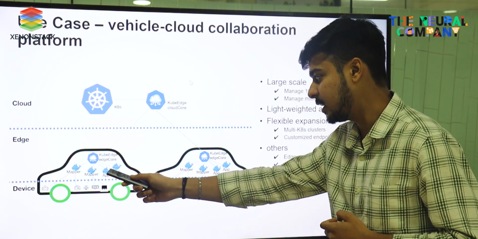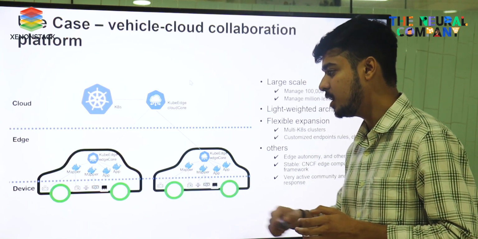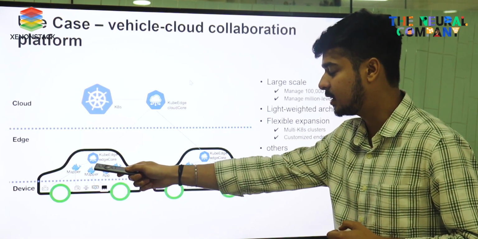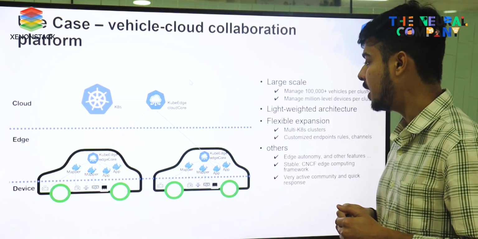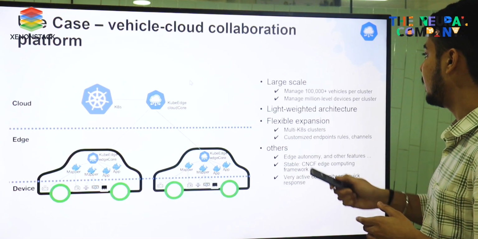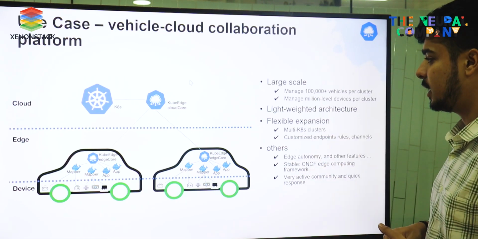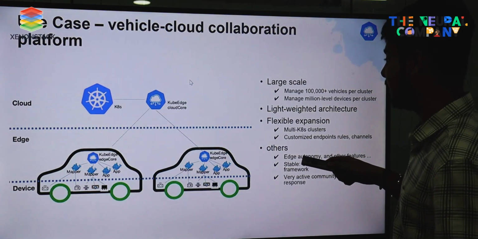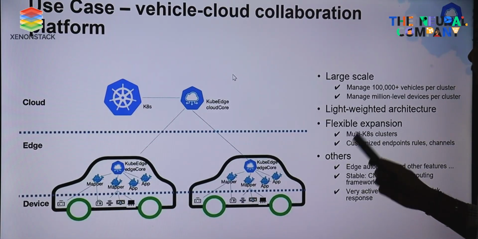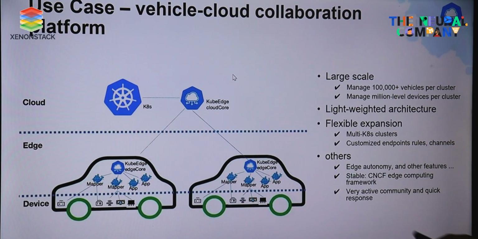Also, we have applications running here in the KubeEdge node. They are responsible for gathering the data and then sending it to the cloud node part. We can consider a large scale scenario, where we have so many vehicles and devices. It can handle thousands or even millions of vehicles per cluster. We can easily manage these millions of vehicles as it has a lightweight architecture for handling all this traffic. Also we have flexible expansion, like we can handle multiple Kubernetes clusters, and we can customize endpoint rules and channels.